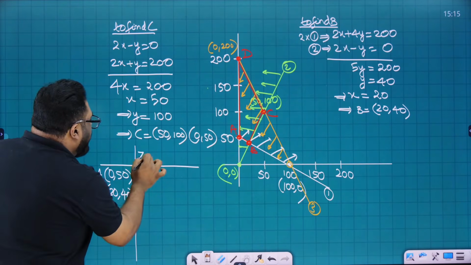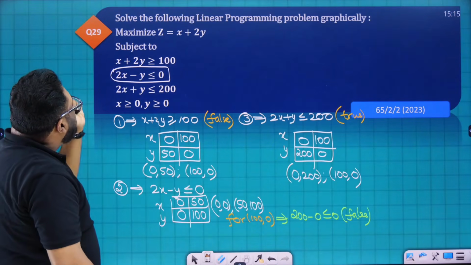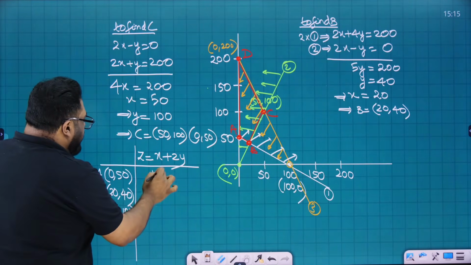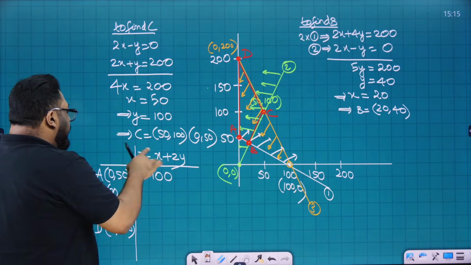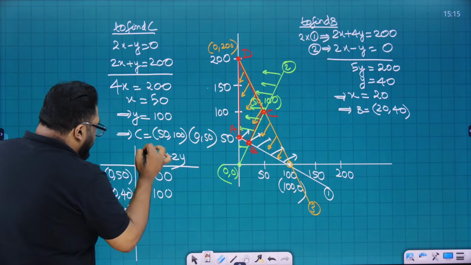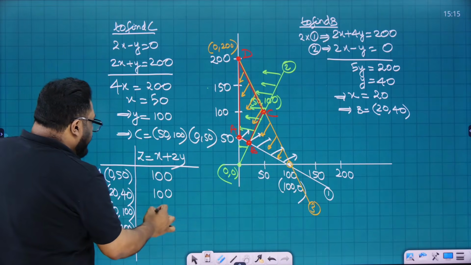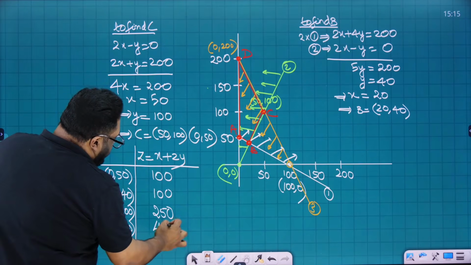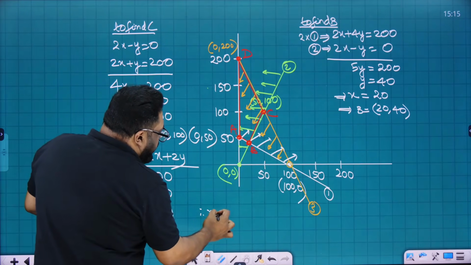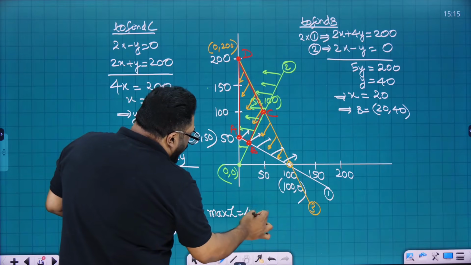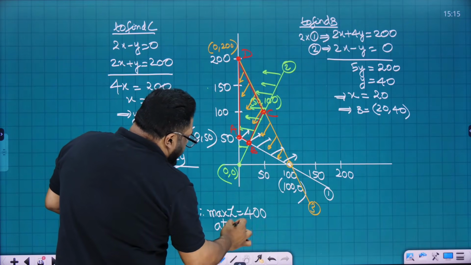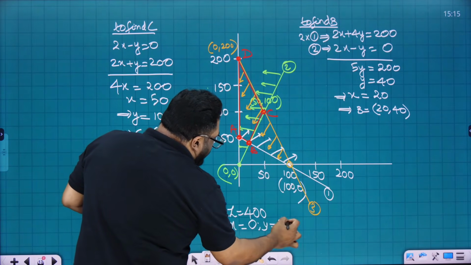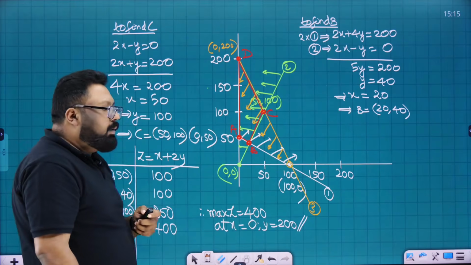Now we'll put this in the objective function Z. Objective function Z is maximum of x plus 2y. So this is going to become 100. This is going to be 20 plus 80, again 100. And this becomes 50 plus 200, 250. This becomes 400. So the maximum of Z is equal to 400 at x is equal to 0, y is equal to 200. I hope everybody is getting this very clear.